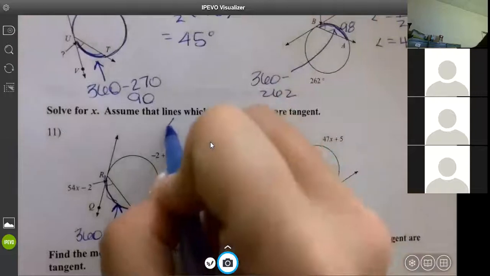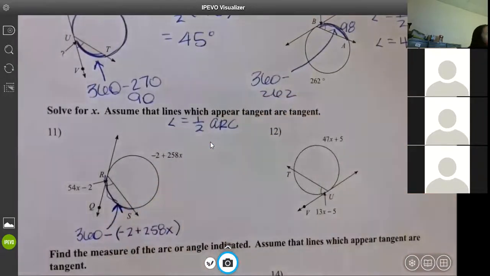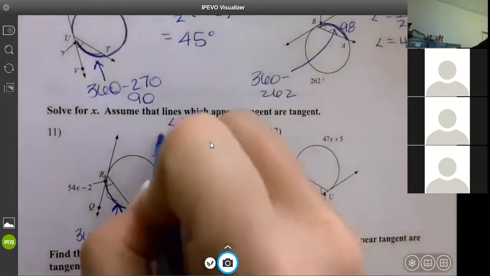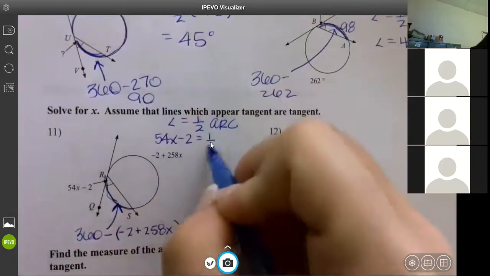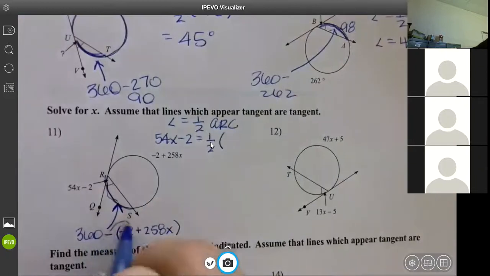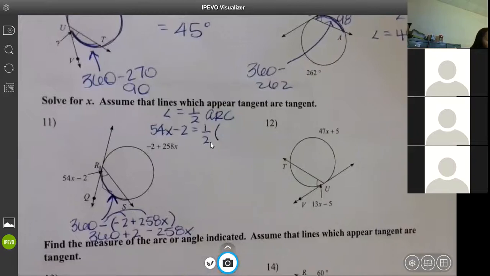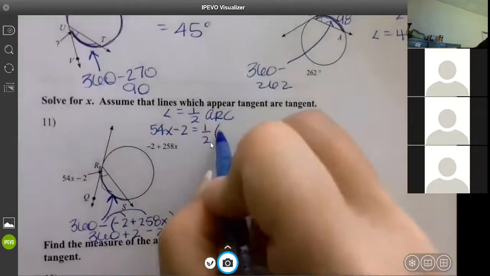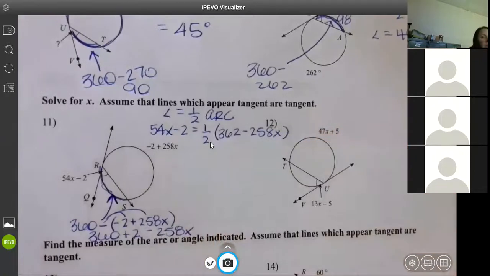All right, again, angle equals half the arc. Your angle is 54x minus 2. We're going to do half. And then this arc, we can clean it up. Make sure you distribute that negative. 360 plus 2 minus 258x. What is 360 plus 2? 362. Minus 258x. Perfect.